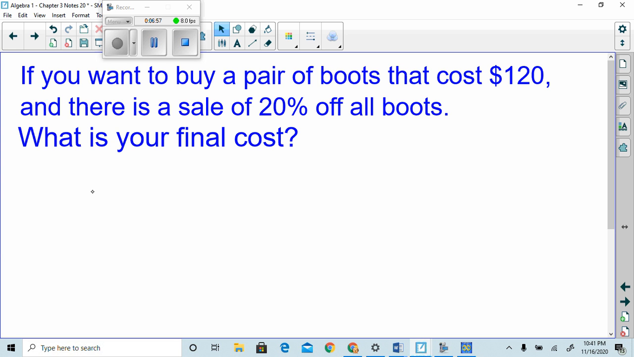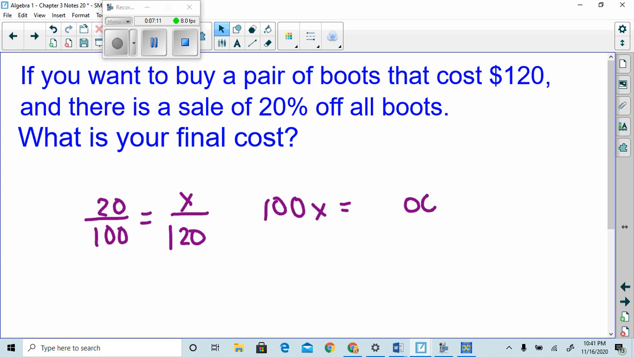We could set up this proportion as 20 over 100. 20 is to 100. We know the total cost. We don't know the part. Again, cross multiply. And divide.